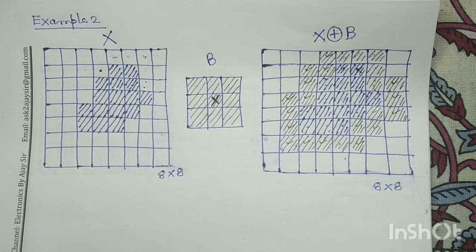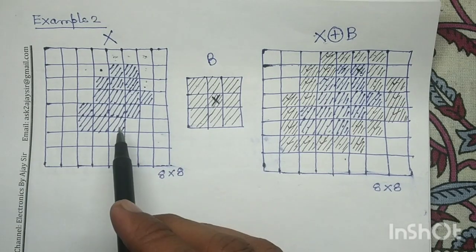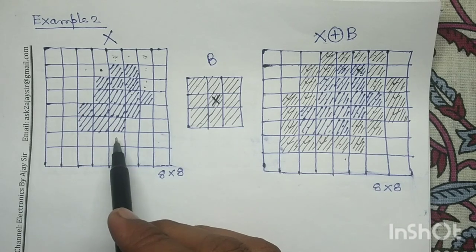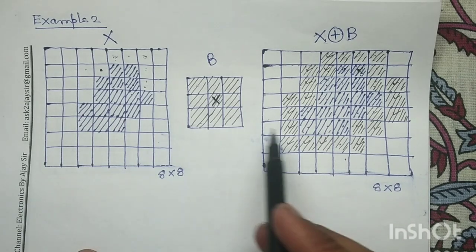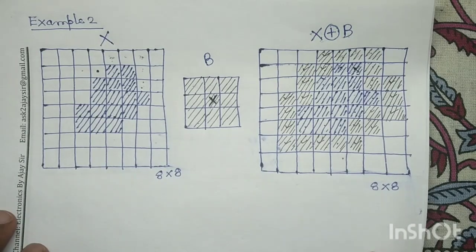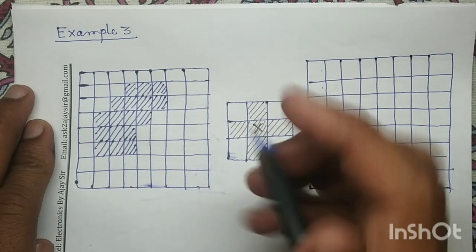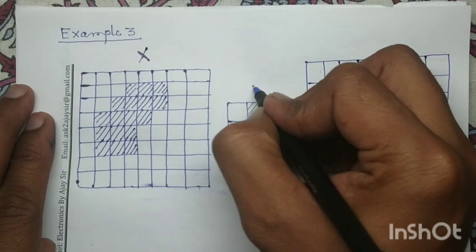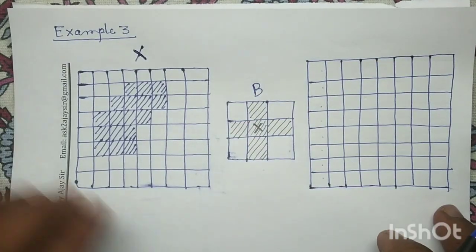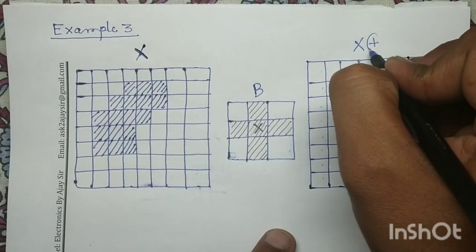So if you perform the dilation operation of X with the structuring element B, you will get this much result. Next, let us consider one more example. Consider this is my input image X and this is my structuring element B, and we have to draw the result of X dilation with B.